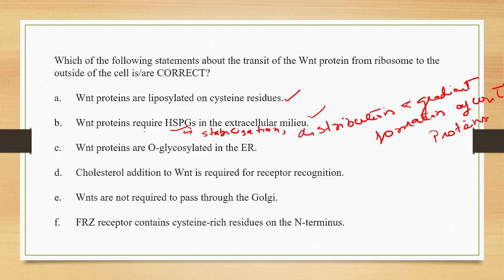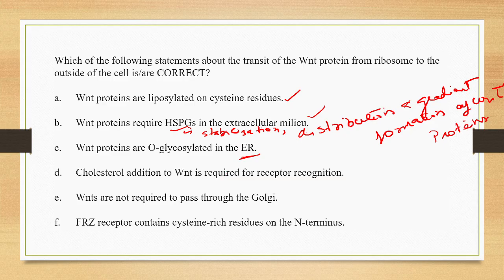Then, Wnt proteins are O-glycosylated in the endoplasmic reticulum. Even if you do not know anything about Wnt proteins, you can tell that this is a wrong statement. Why? Because in the endoplasmic reticulum, only N-glycosylation takes place.